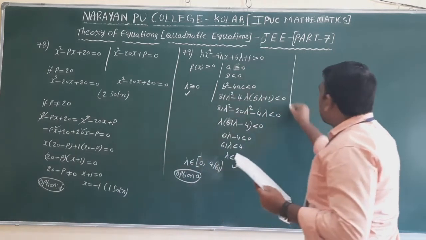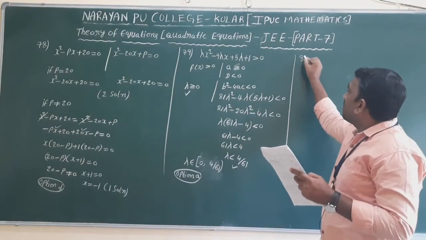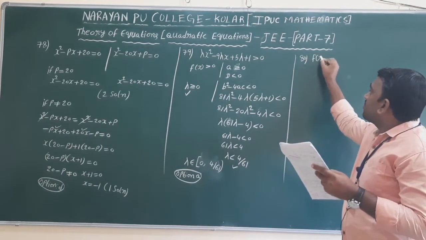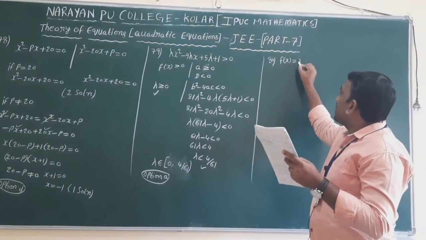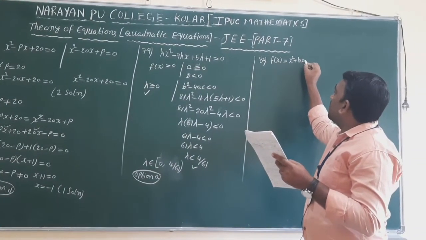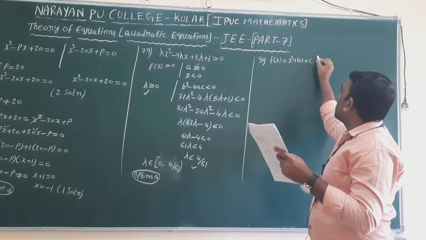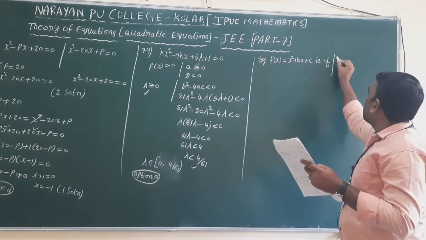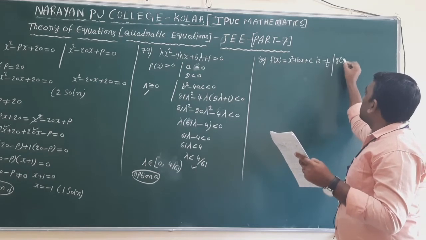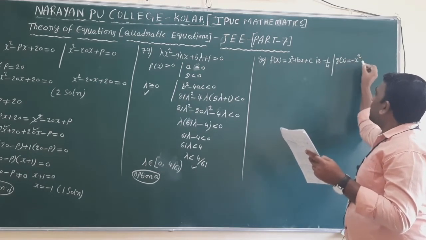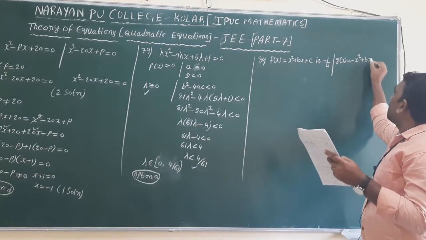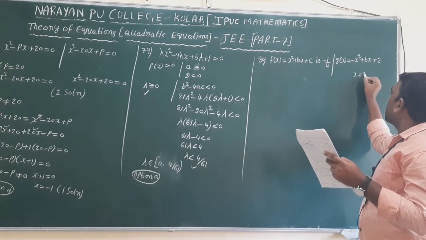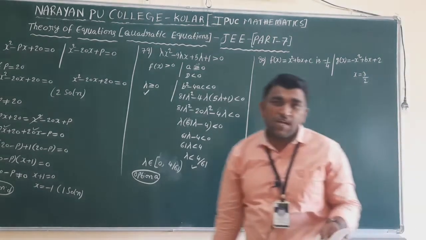So next question, number 80. If the least value of f of x equal to x square plus bx plus c is minus 1 by 4, and the maximum value of g of x equal to minus x square plus bx plus 2 occurs at x equal to 3 by 2, then what is the value of c?